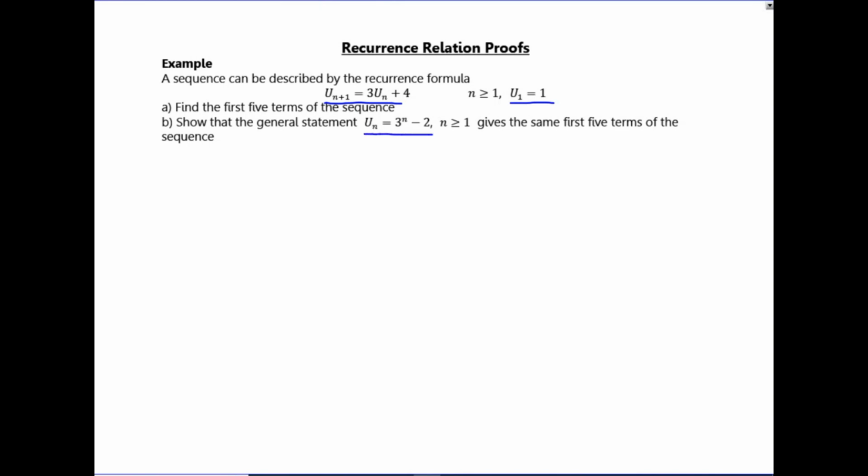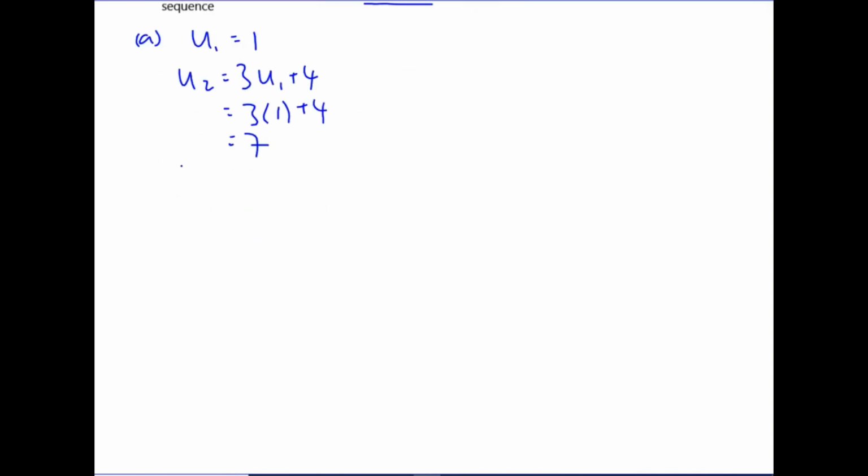What we're going to do here is just work out the first 5 terms to show that they are the same, but then we're going to prove this by induction for all positive integer n. So finding the first 5 terms of this sequence. u1 is given in the question to be 1. Then u2 is 3 times u1 plus 4, so that's 3 times 1 plus 4, which is 7. And we can generate the rest of our terms from here.